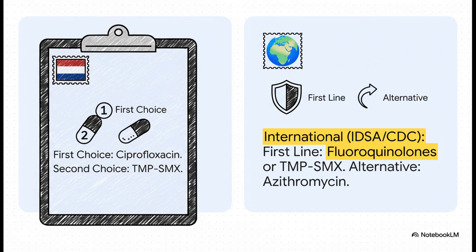Now, while there aren't any species-specific guidelines from groups like the Dutch Working Party on Antibiotic Policy, a clear consensus does emerge when you look at the international recommendations. For severe gastroenteritis in an adult, the first choice is a fluoroquinolone, like ciprofloxacin. Trimethoprim sulfamethoxazole is often the second choice, but that depends a lot on local resistance.